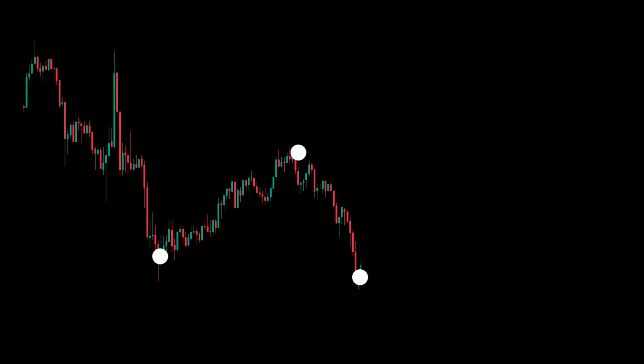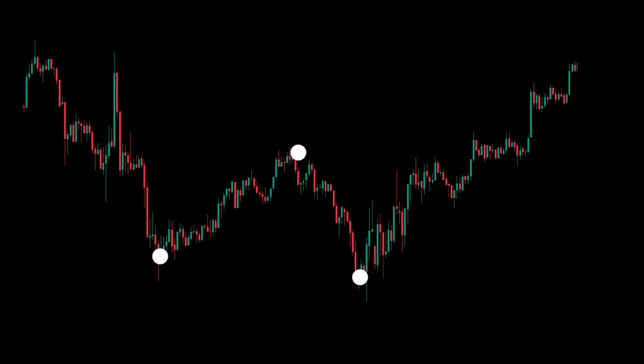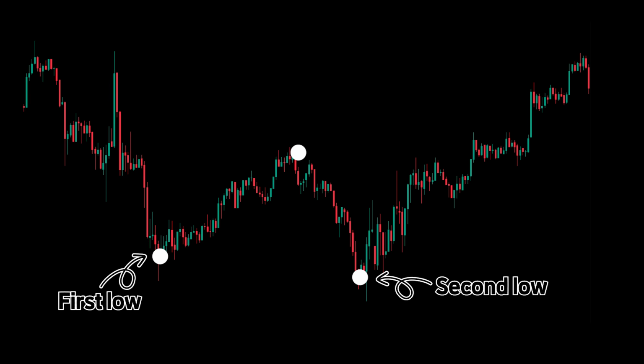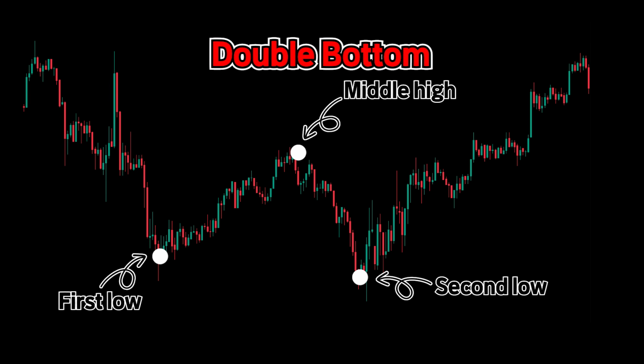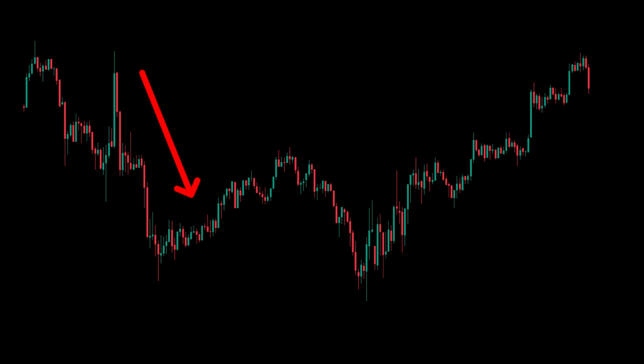But the second time, it holds, and price pushes back up. Two lows at roughly the same level, with a peak in between. That's the double bottom. On a chart, it looks like the letter W. Same logic, opposite direction. Price tried to break below the same level twice and failed both times. That's a signal that the downtrend is losing momentum.